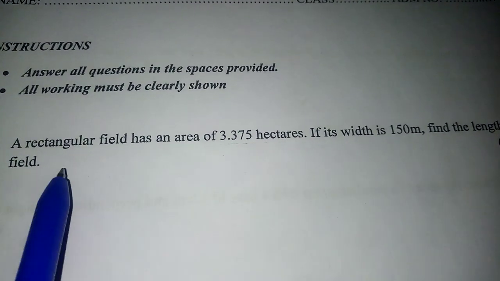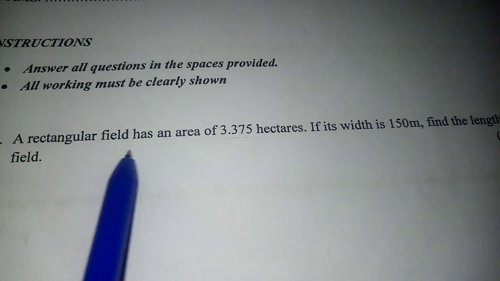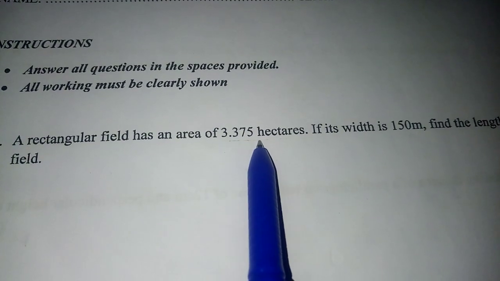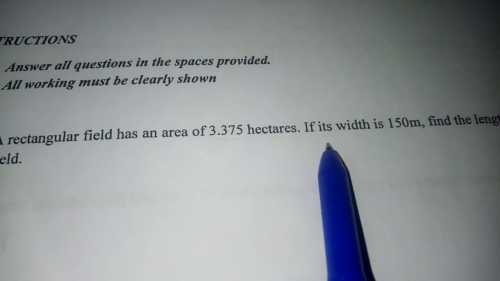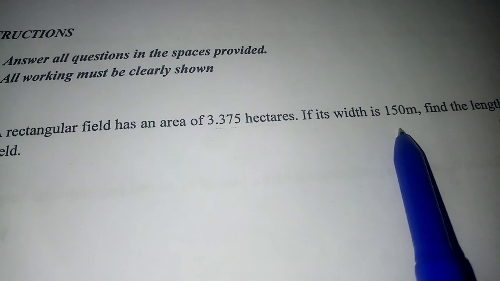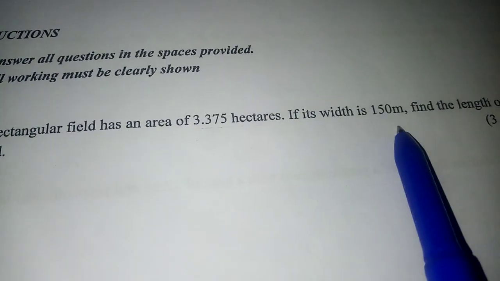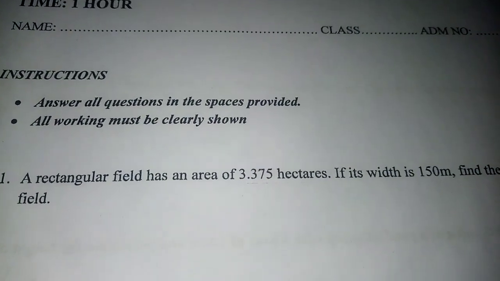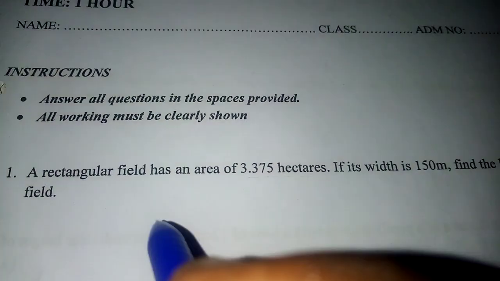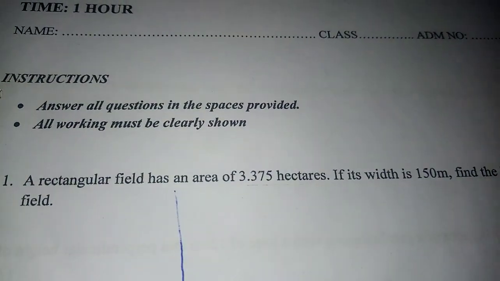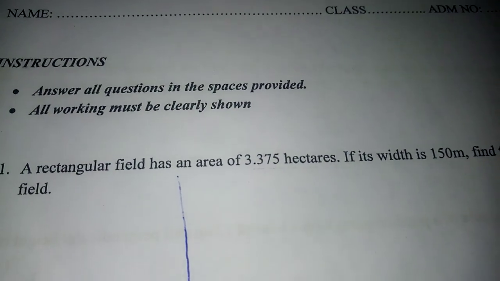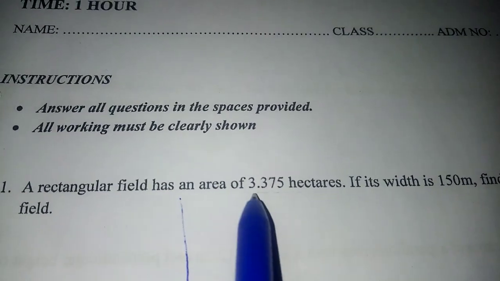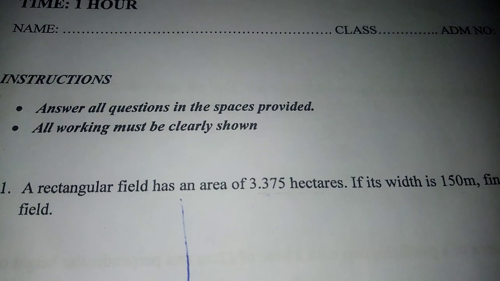Let us look at this question. A rectangular field has an area of 3.375 hectares. If its width is 150 meters, find the length of the field. Allow me to start by changing these hectares into meters squared.